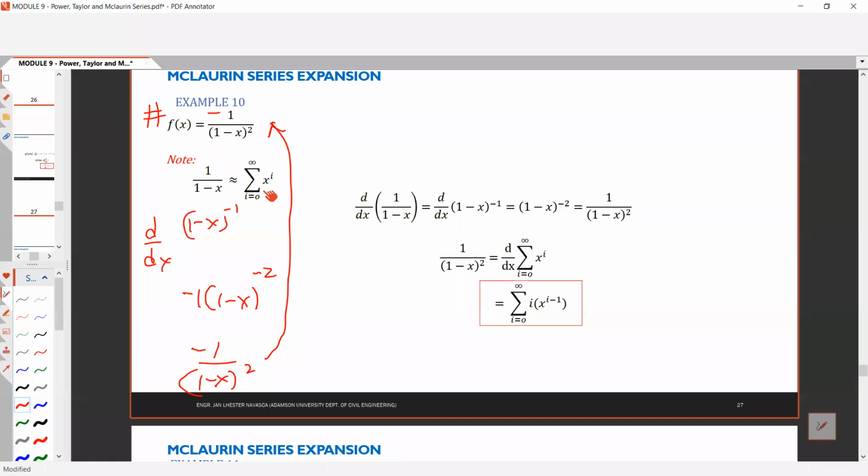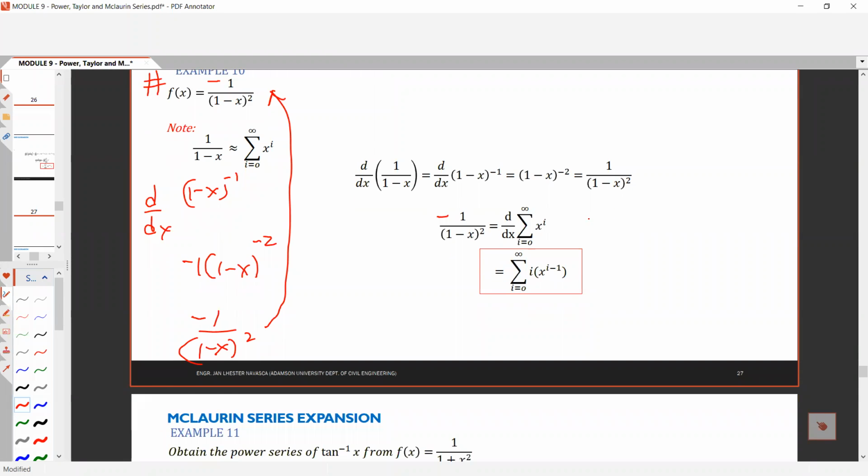So, pwede mo nang gamitin ito, 1 over 1 minus x. So, taking the derivative of this one, we can say that this should be negative 1. Sorry for this. Okay, sige. This one is negative. May negative 1 din dito. Ay, sorry. Tama nga, positive pala, kasi derivative of 1 minus x is negative 1.